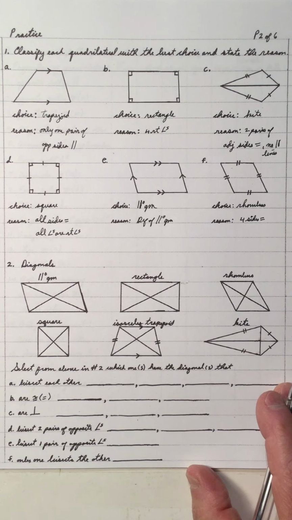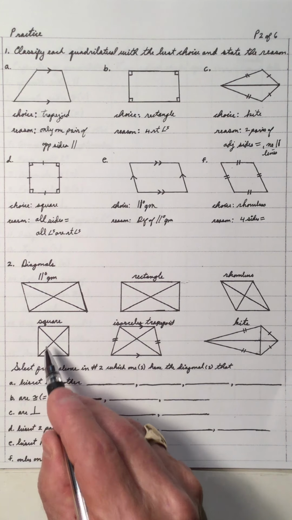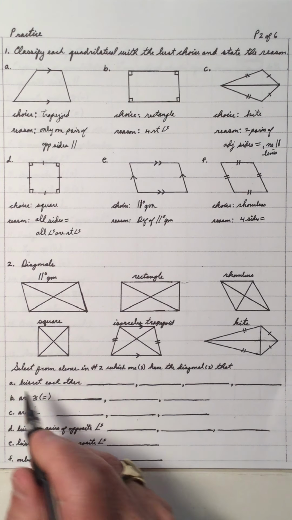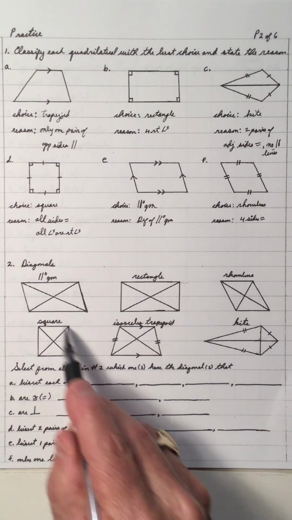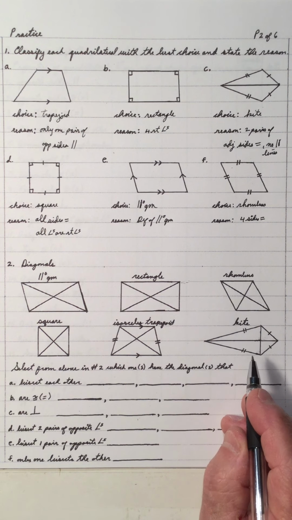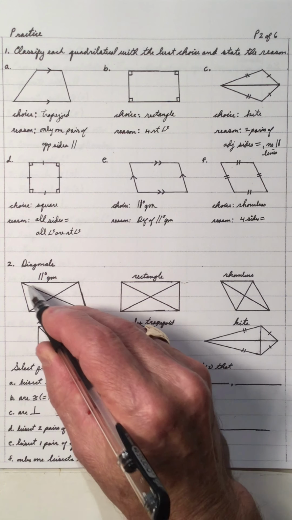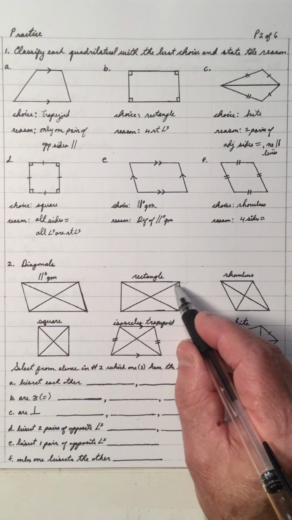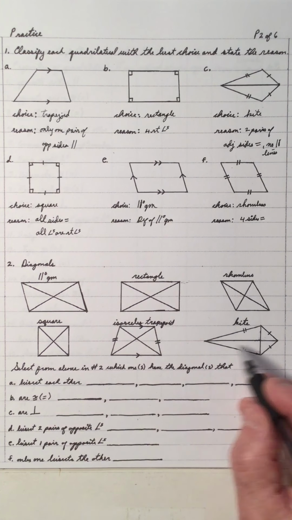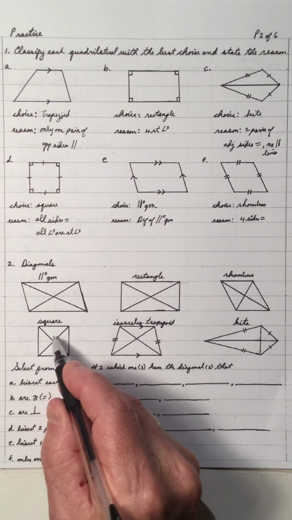Number 2, we have a parallelogram, a rectangle, a rhombus, a square, an isosceles trapezoid, and a kite. Select from these six which one or ones have the following diagonals. Diagonals are segments drawn from one vertex to another, staying on the inside, not being a side. So these are the two diagonals.